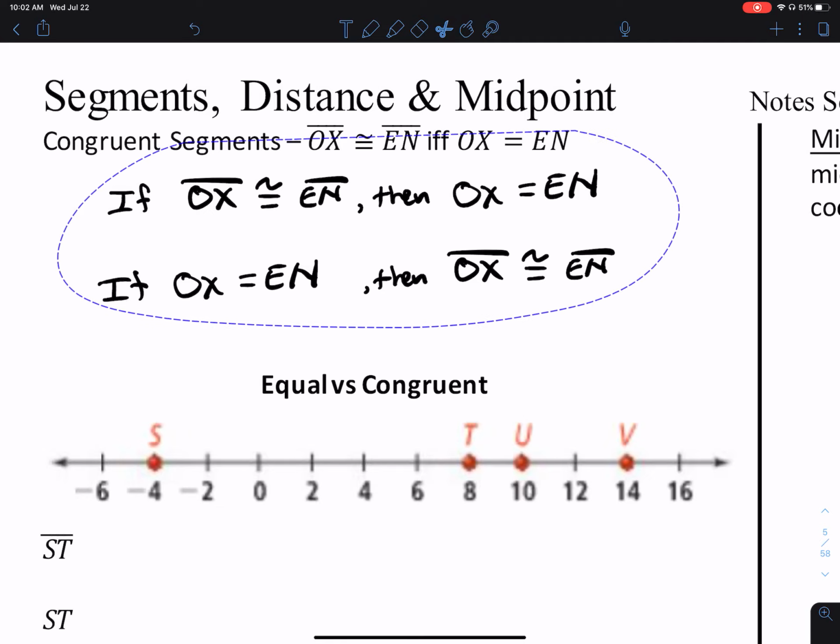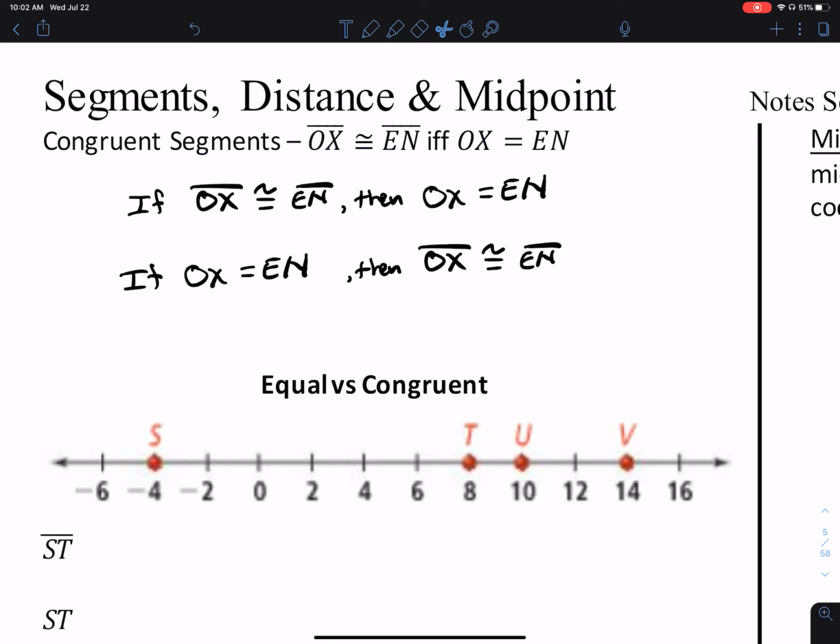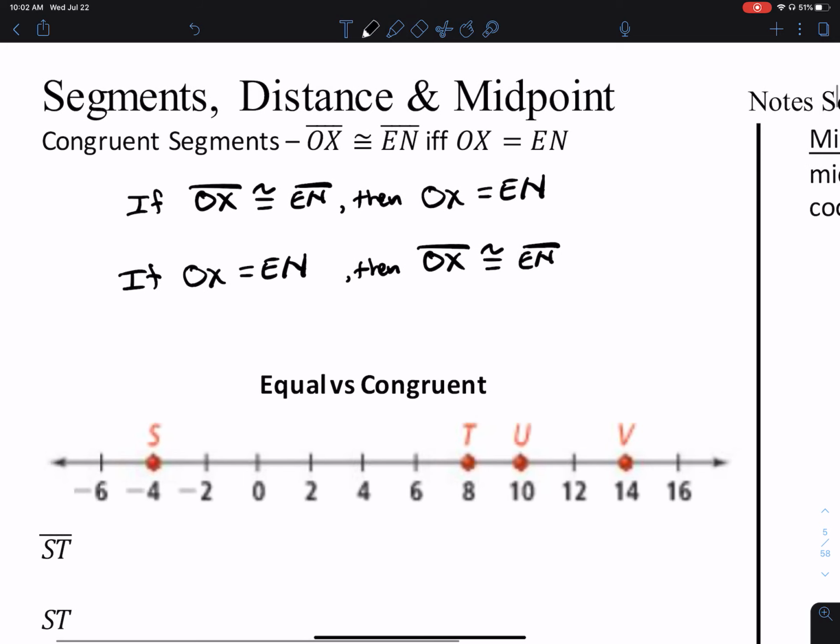Picture-wise, let's get into picture-wise here. So here is segment OX. Here is segment EN. If I put one dash on each of those, it doesn't have to be one dash, but with the same number of dashes on them, it means that they are congruent, which means they're the same length. So if OX is 8 centimeters, EN is also 8 centimeters.